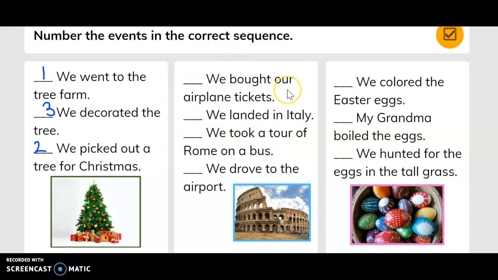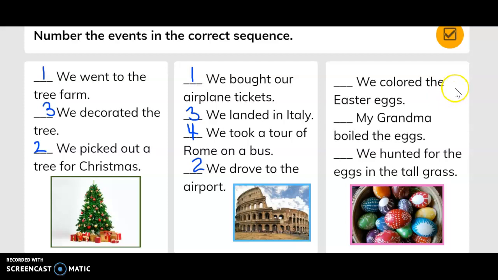Next one says we bought our airplane tickets. We landed in Italy. We took a tour of Rome on a bus. We drove to the airport. First thing we did was we bought our airplane tickets. Then we drove to the airport. Then we landed in Italy. And 4, we took a tour of Rome on a bus.